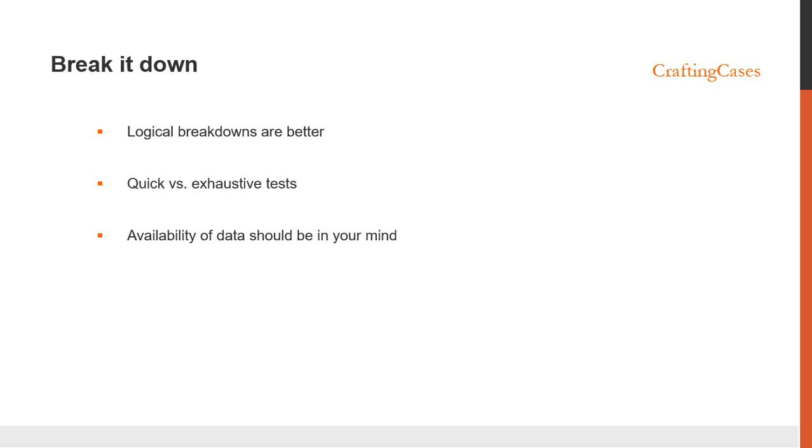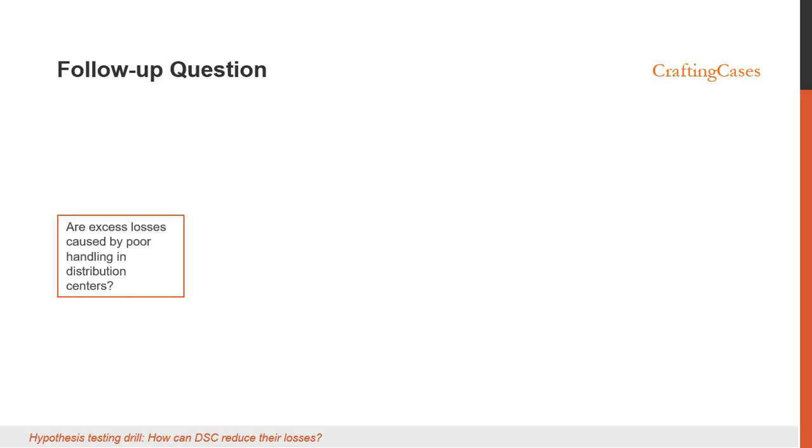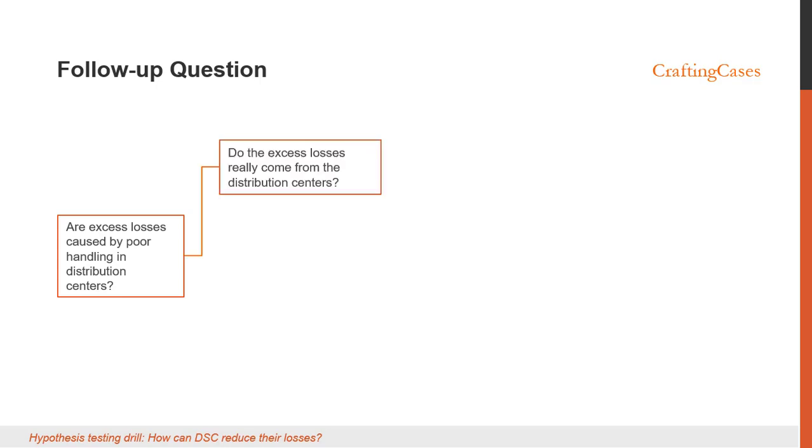So the hypothesis I want to test here is: are excess losses caused by poor handling in distribution centers? By excess losses, I mean those losses that are above 0.5% of revenues, which is my benchmark. There are two main hypotheses that will answer this question. First, do these excess losses really come from distribution centers? And second, are they really caused by mishandling? If they come from distribution centers and are caused by mishandling, then this hypothesis has to be true.